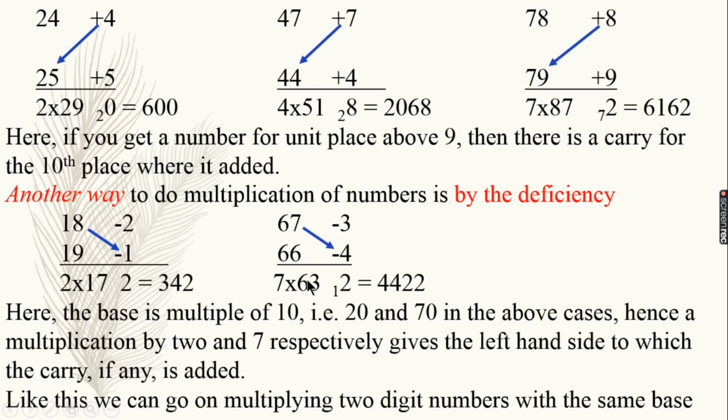So 7 into 3 is 21. 21 plus 1 is 22. You get 2 carry here. 7 into 6 is 42 plus 2 is 44. So 4422 is the answer.